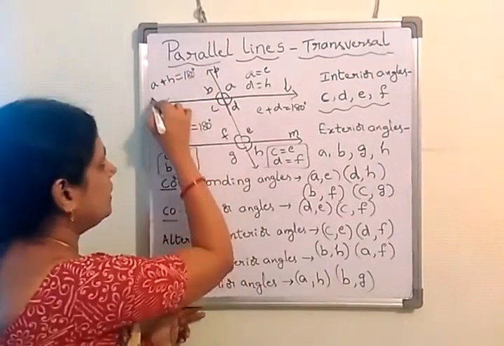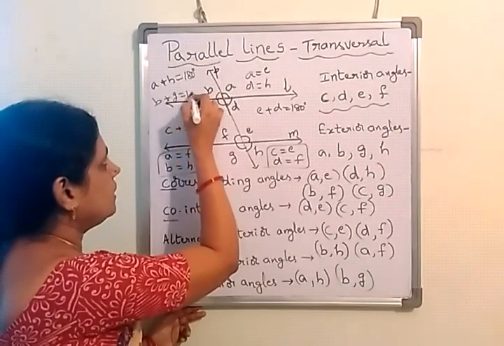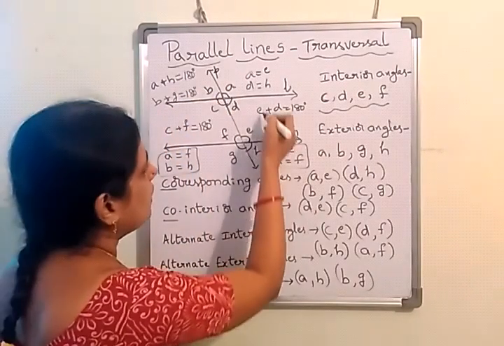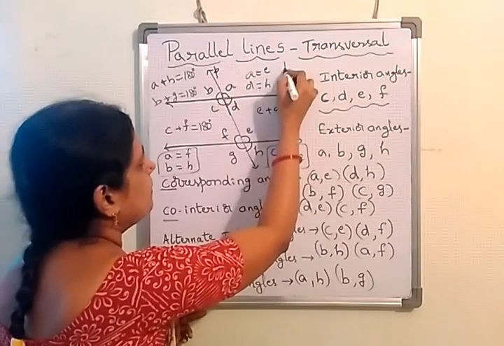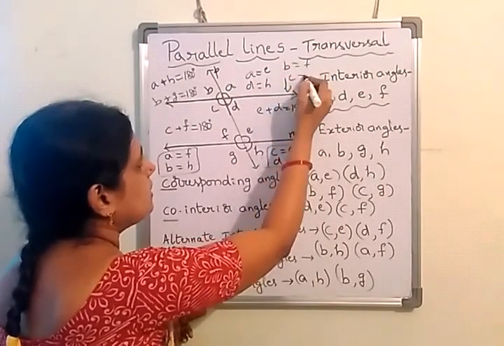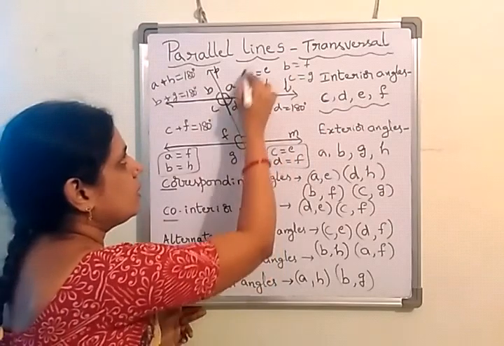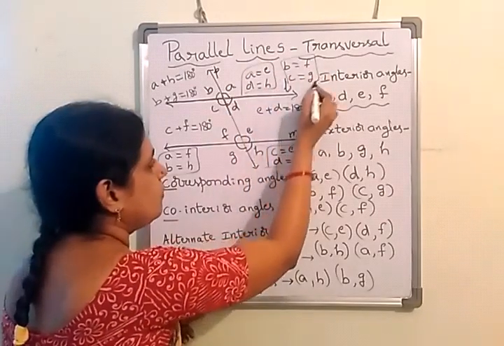Next one is B plus G also 180 degrees. Here two more are there in corresponding angles: B equal to F and C equal to G also. Okay. So, here these points are very important.